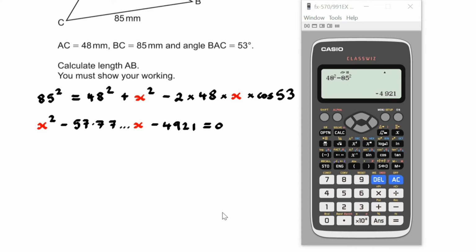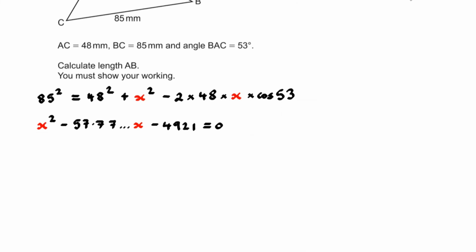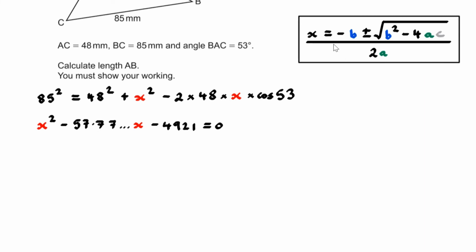So now we need to solve this quadratic, and for us to solve this quadratic, we can use the quadratic formula. Well, here is a reminder of the quadratic formula. We've got x equals minus b plus minus the square root of b squared minus 4ac over 2a. We can see that a is 1, the value of b is minus 57.77 etc. The value of c is equal to minus 4,921. So now let's find out what x is using the quadratic formula.